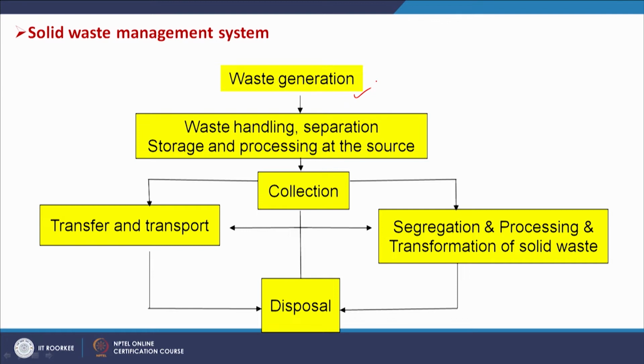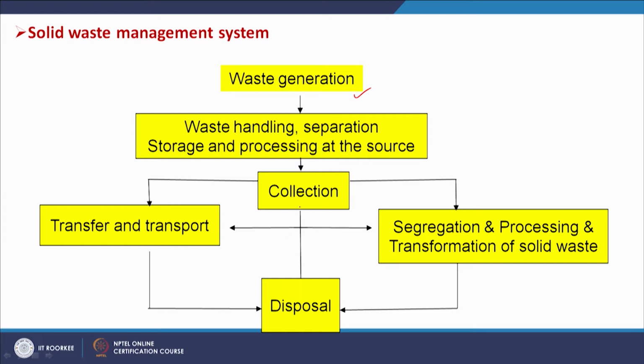Then when it is generated, it has to be handled and collected properly. So, waste handling, separation, storage and processing at the source. In each and every individual house we produce solid waste. So, we should take care that we produce less solid waste, and once the solid waste is generated, it has to be managed and handled properly, so that it will not create environmental hazards in the surroundings. After this storage and processing at the source level in each individual house, we can segregate the solid waste into different fractions, and the municipality can implement a methodology to collect different fractions for their proper management.